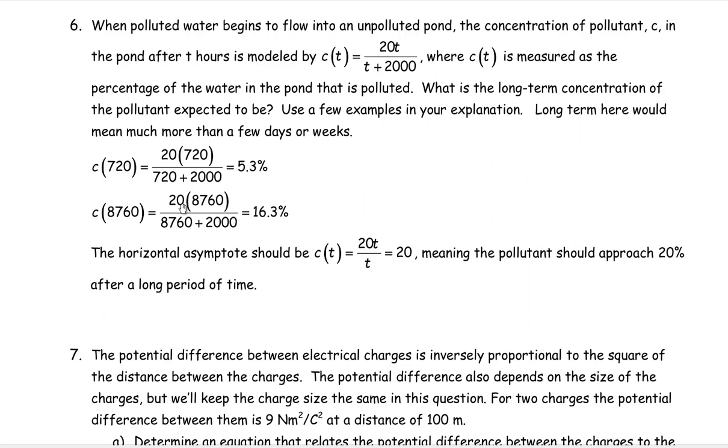So after a year, if we put 8760 in place of time, we get 16.3%. Notice it's getting larger, and in fact, if t was really big, the 2000 becomes insignificant. So for the horizontal asymptote, it's just 20t divided by t. The t's divide out, and we get 20. And you can see from this one, it does seem to be getting closer to 20. We could put a number bigger than 8760 in here, and it would be even closer to 20. So that means that the pollutant should approach 20% after a long period of time.